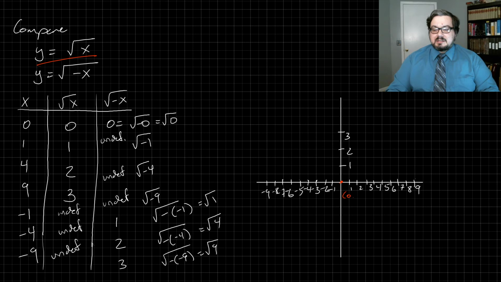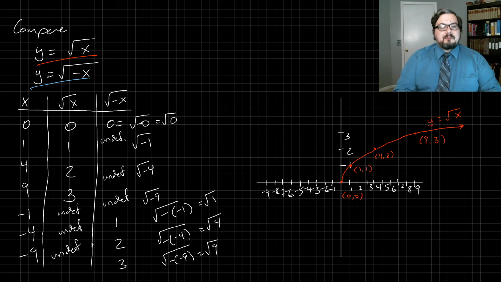So if we want y equals the square root of x, then we're going to have a few points. We're going to have the points (0, 0), (1, 1), (4, 2), and (9, 3). And we've seen this before. This is the graph of y equals the square root of x.